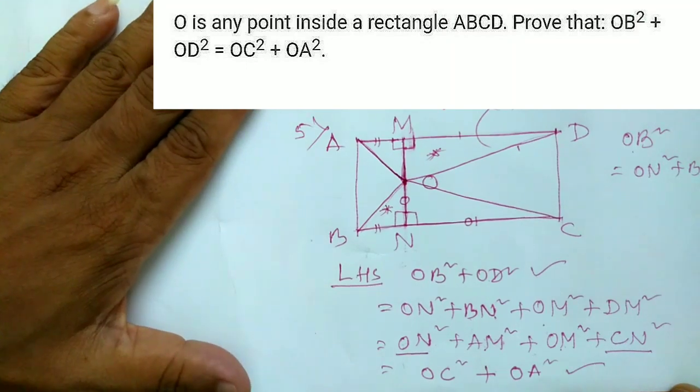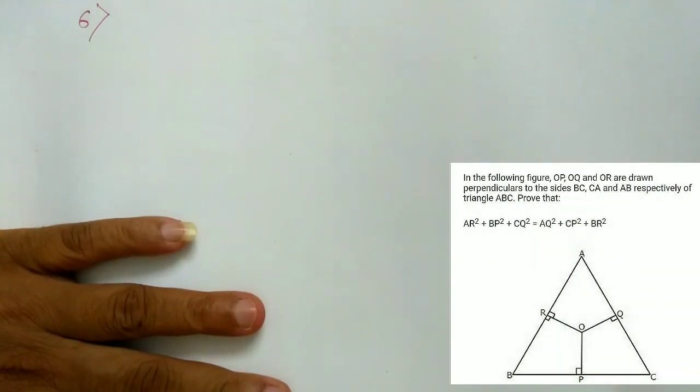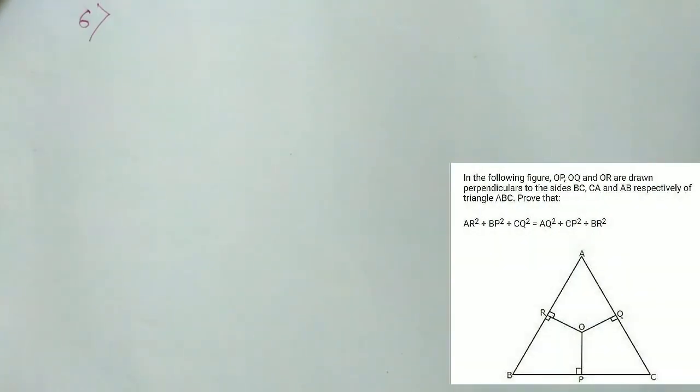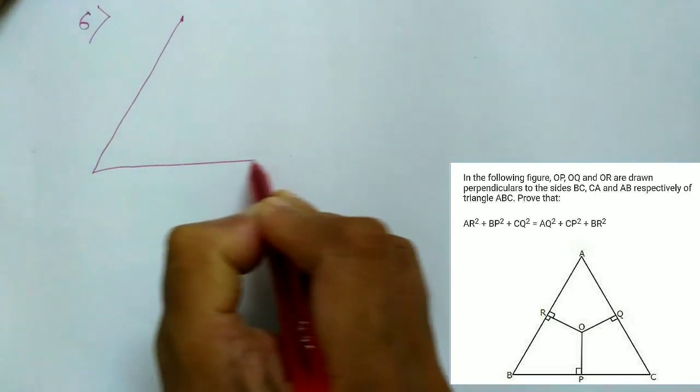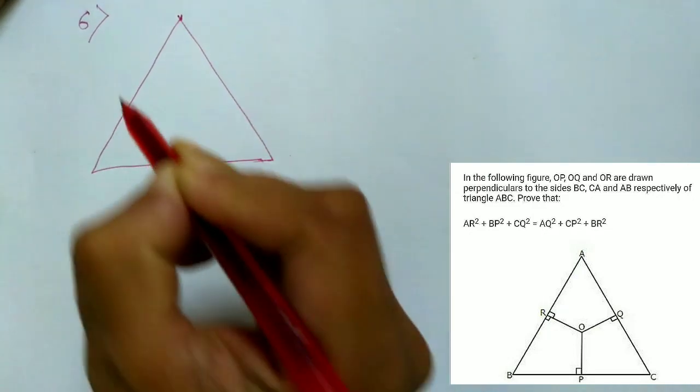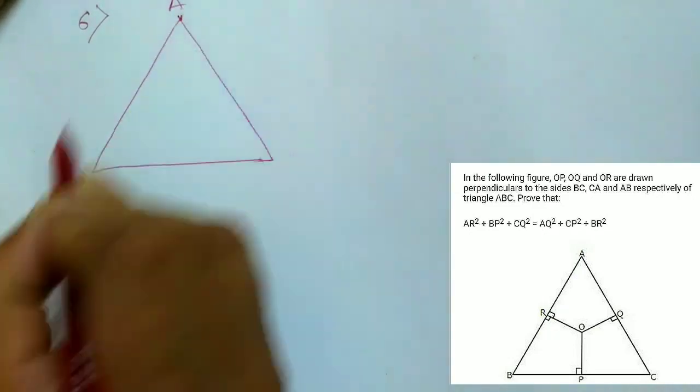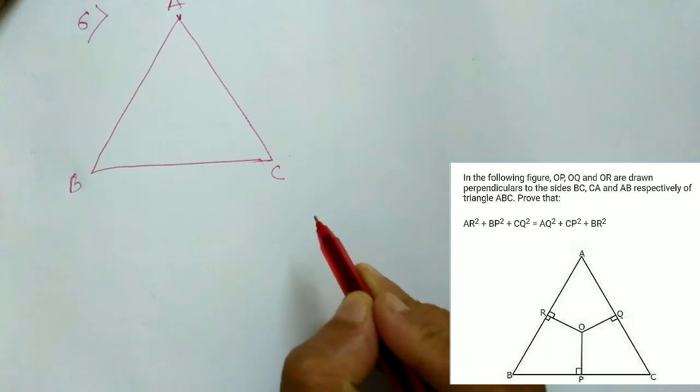Let's move to our question number 6. Question number 6 is displaying on your screen. OP, OQ and OR are perpendiculars from O on the sides BC, CA and AB. Let us draw the triangle first. So this is my triangle. ABC is the triangle.